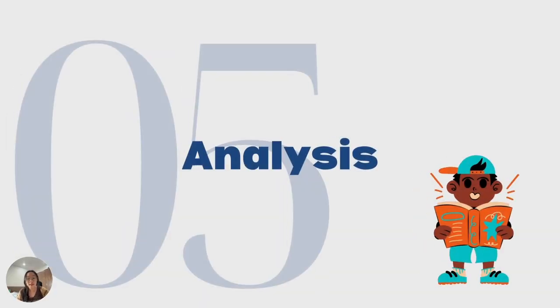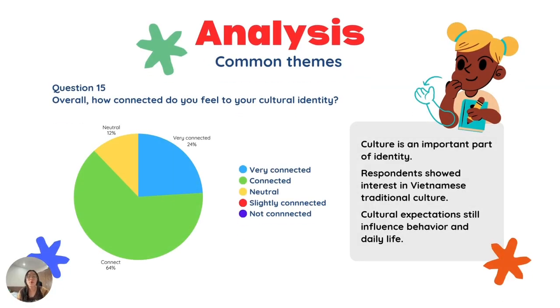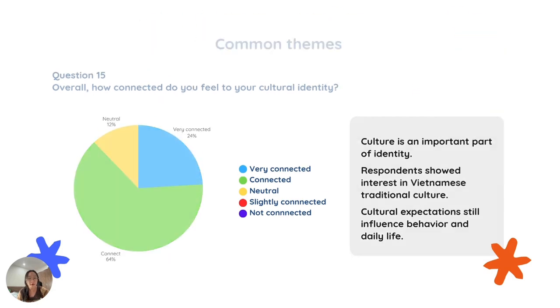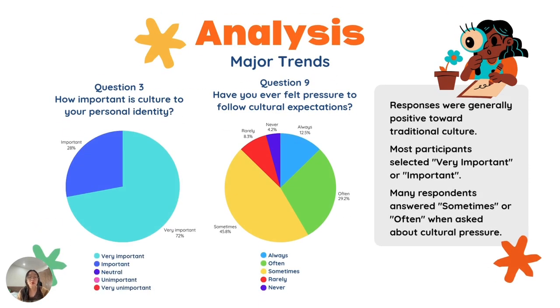So we turn to the analysis of the results that we received. We found that the common theme is that culture is an important part of our identity. Our respondents show interest in Vietnamese traditional culture as young people, and cultural expectations still influence behavior in their daily life. Also, the major trend is somewhat different. Responses were generally positive toward traditional culture, but they still felt pressure to follow cultural expectations. When asked about how much pressure they feel, they answered that they sometimes feel pressure, but they still feel that culture is very important to them.